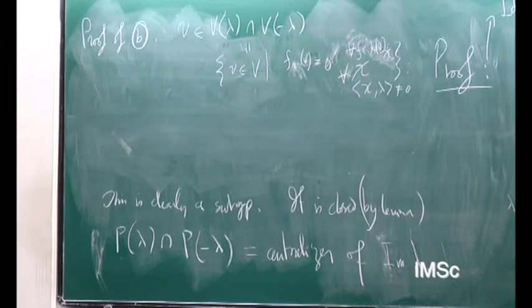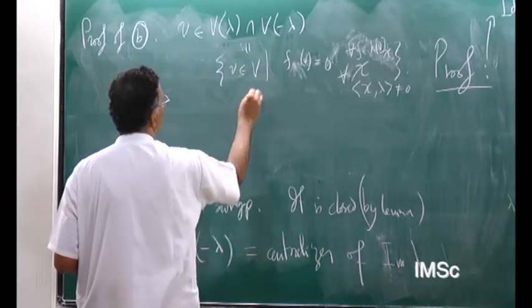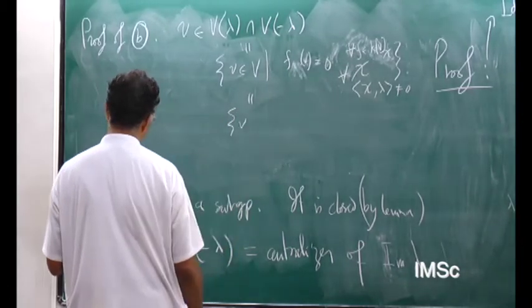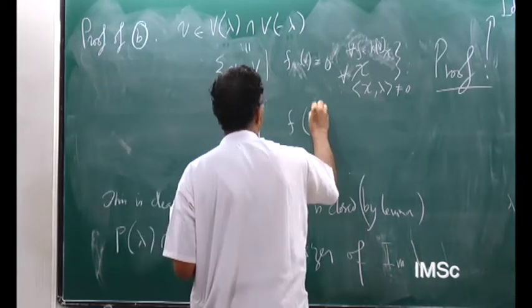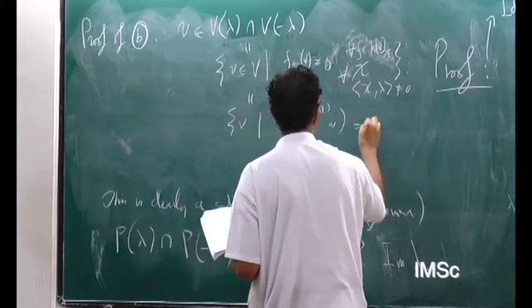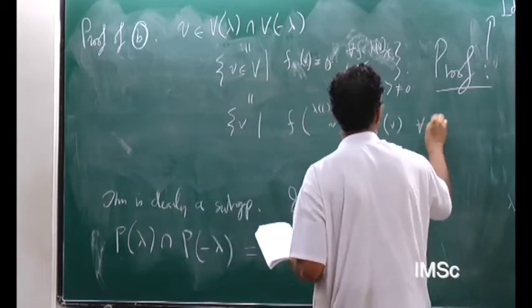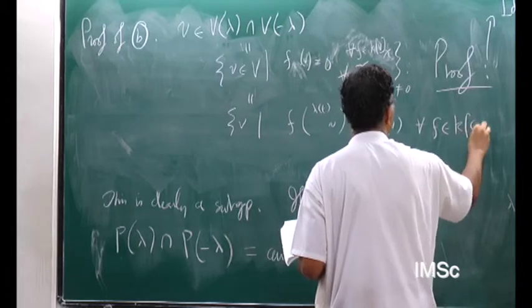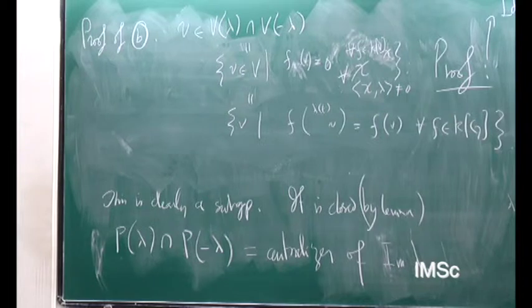And then he says this is the same as the set of V with f of lambda t v is equal to f of v for all f in k j. Okay, why is that?